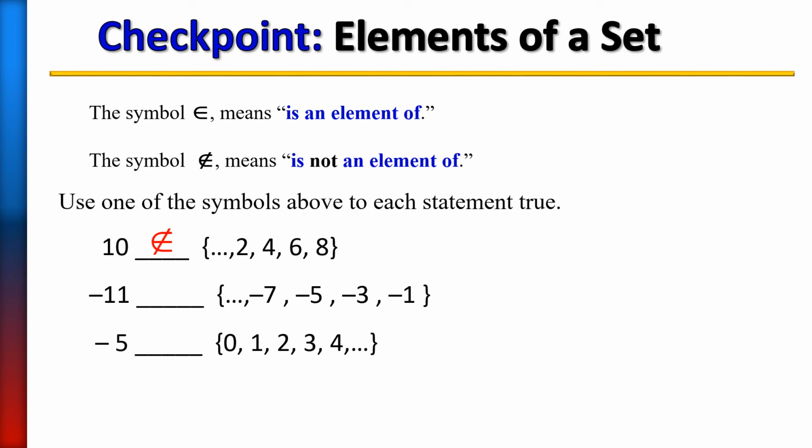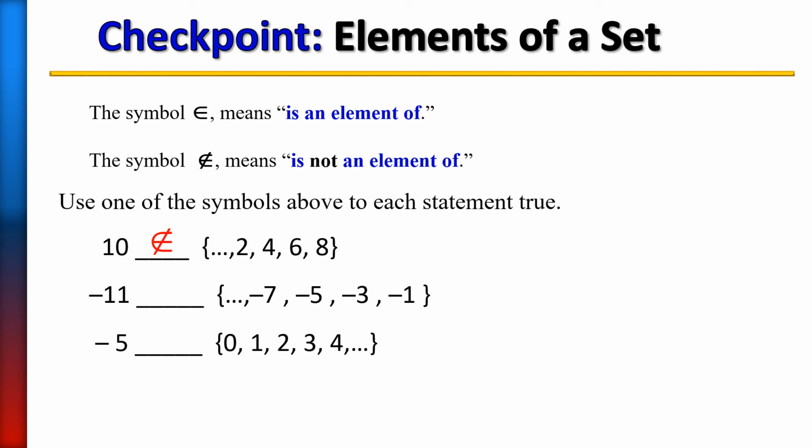In other words, if you had the ellipses in the back, meaning that it continues on and on with numbers greater than 8, but that's not the case. This set stops at 8, and it includes all even numbers less than 8. But 8 is the greatest number there is. 10 is not a part of that, so again, 10 is not an element of that set.